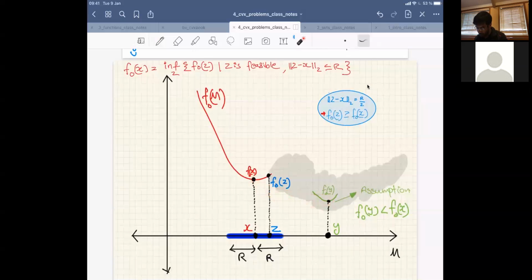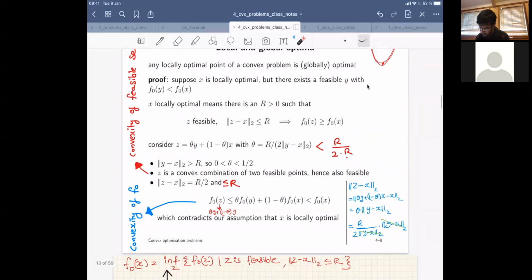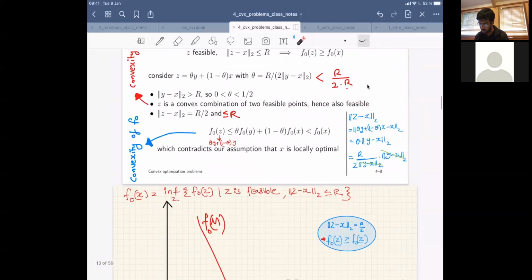So now here is a formal proof. How do you define an optimal point? f0 x equal to... now you can read this in detail, which follows the same argument that I said.